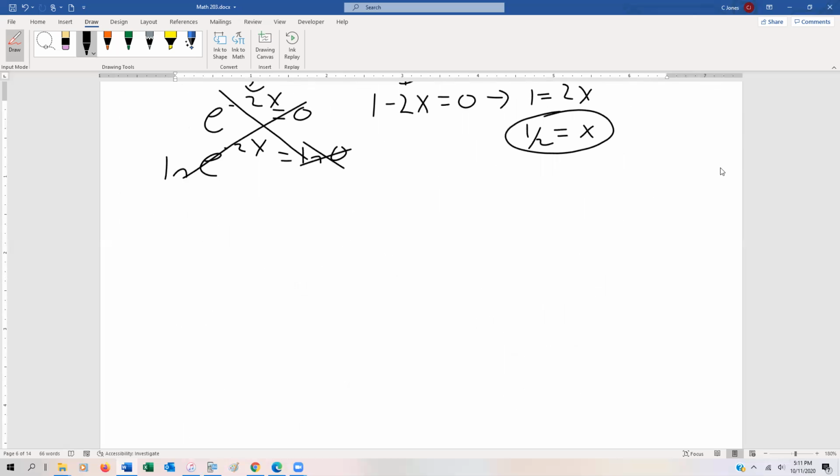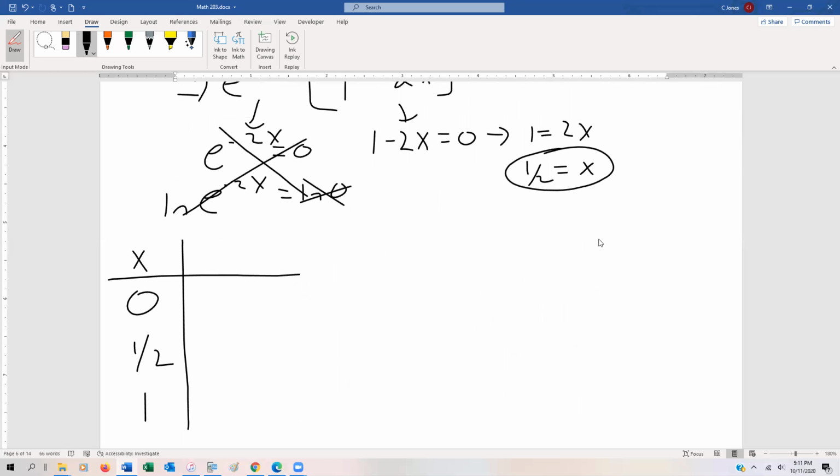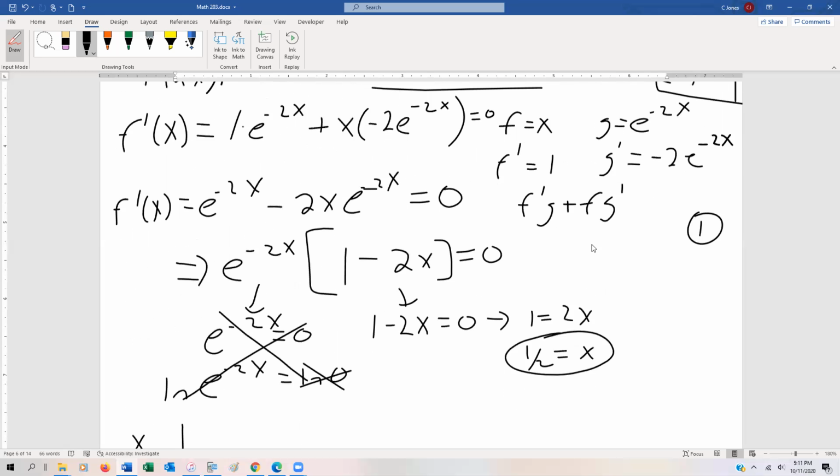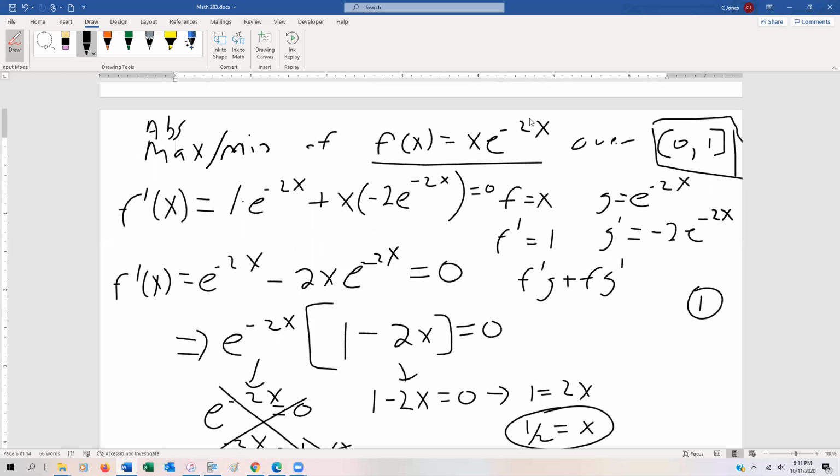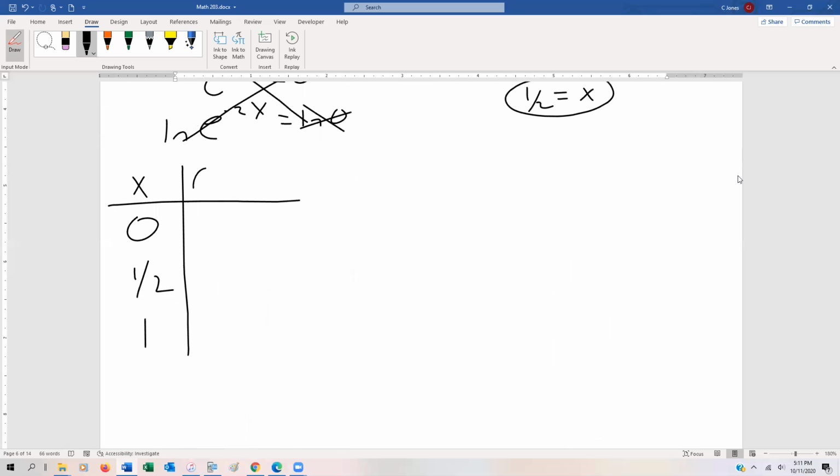Now we're going to make a table. Okay, so we're going to have our values of x. Remember, the endpoints are 0 and 1. And then 1/2 is going to be our critical value. And we're not going to plug it into the derivative. We're going to plug it into the original function. All right, so let's plug it in right here. Okay, x e to the minus 2x. So that's going to give us 0 times e to the minus 2 times 0, which is just 0 anyway.